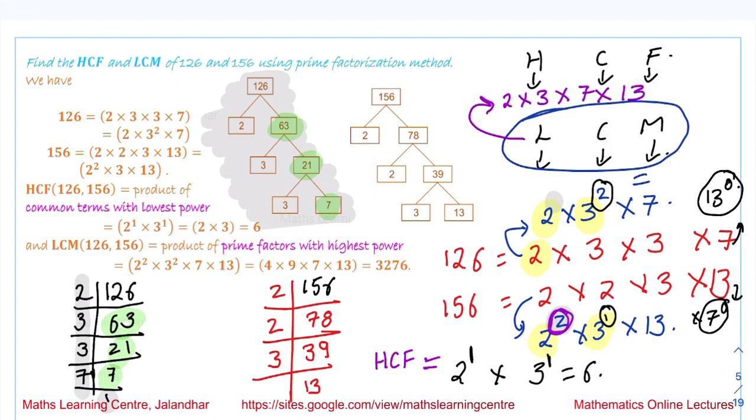Highest power of 2 is 2. Highest power of 3 is 2. Highest power of 7 is there over here, its power is 1. Highest power of 13 is 1. So the answer we get is 2 raised to the power 2, 3 raised to the power 2, into 7 into 13, and the answer is 3276. This thing will be more clear to you with our next example.